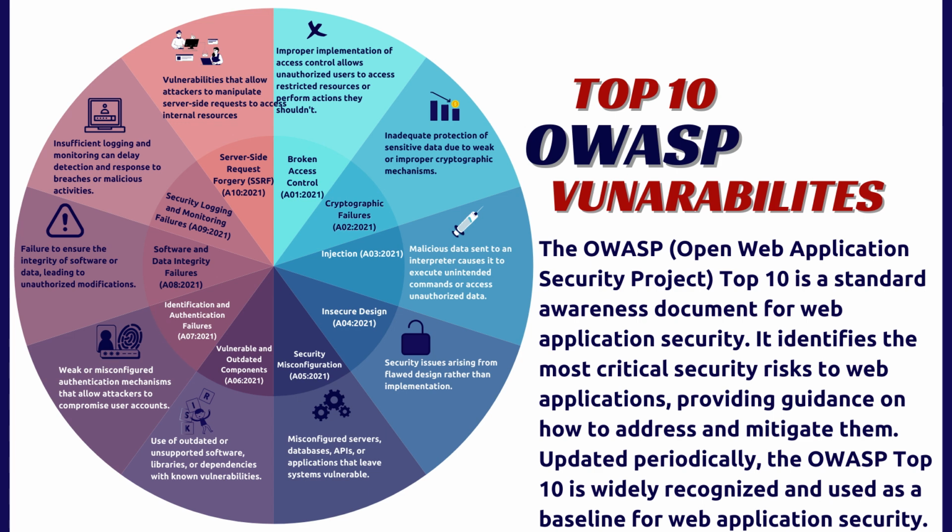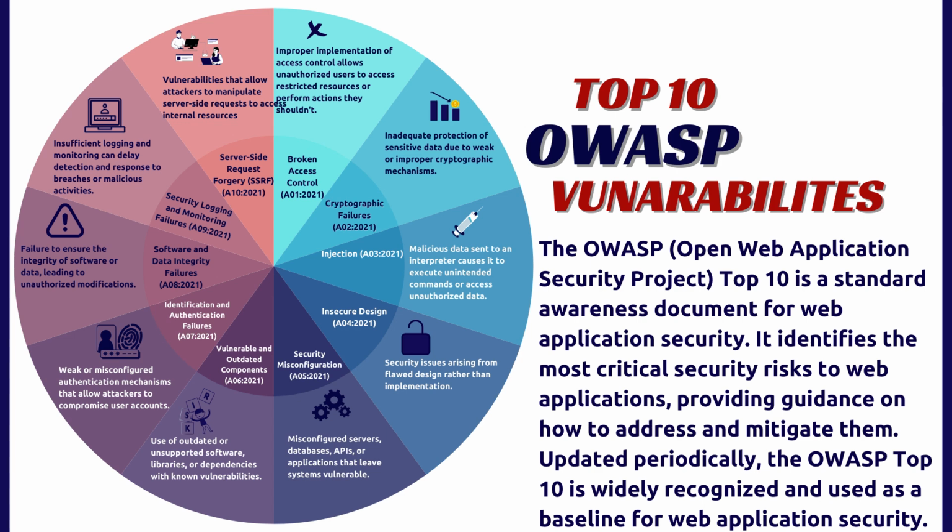What is number one? A01:2021, which is the broken access control. What is its description? Improper implementation of security control allows unauthorized users to access restricted resources or perform actions they shouldn't. Number two is the A02:2021, which is the cryptographic failures. What is its description? Inadequate protection of sensitive data due to weak or improper cryptographic mechanisms.